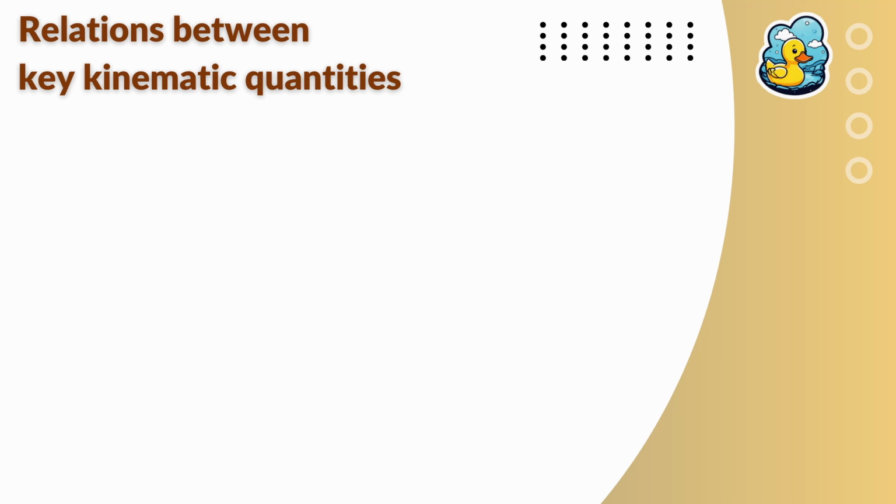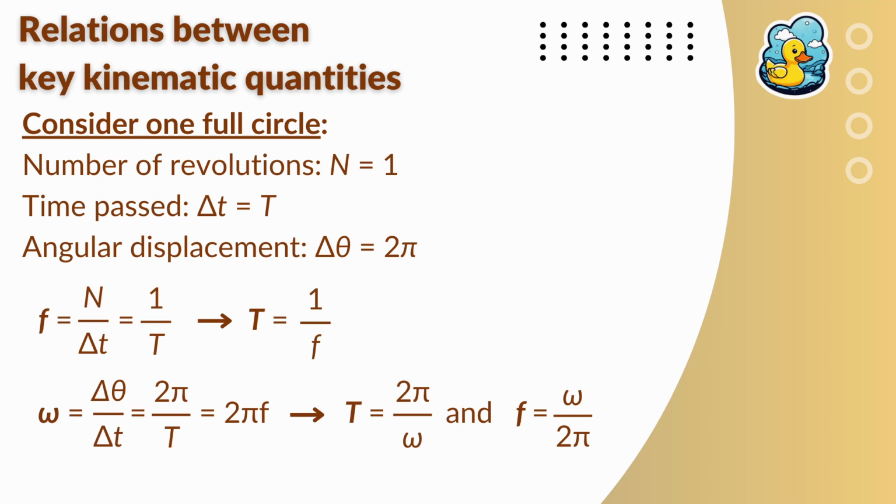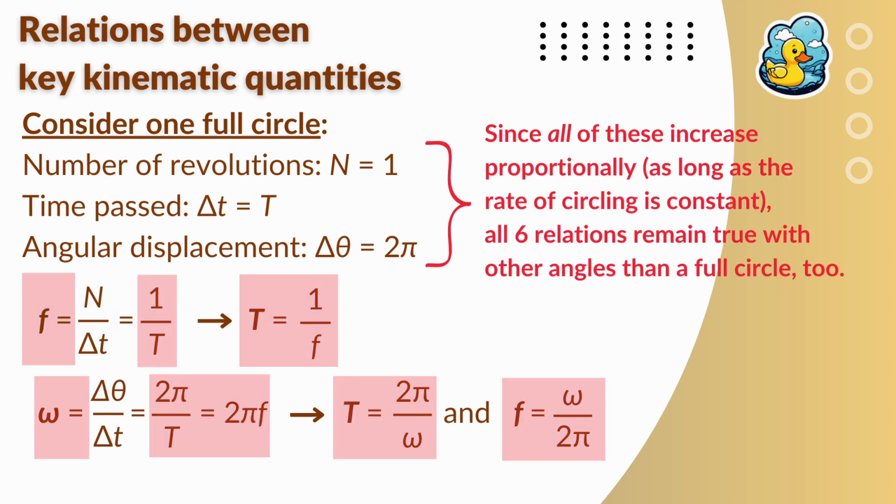For that, first, consider one whole circle turned uniformly. You can very easily see the values of the basic quantities describing this completed motion. Substitute into the definitions of frequency and angular velocity, and you will get all the 6 equations relating the quantities to each other. To accept that these are true for other angles turned than a whole circle, it's enough to consider that the number of revolutions, even if it's not a whole number, the time passed, and the angular displacement all change proportionally to each other.